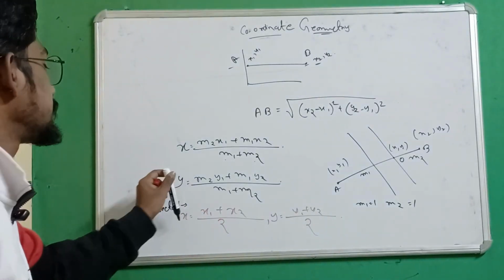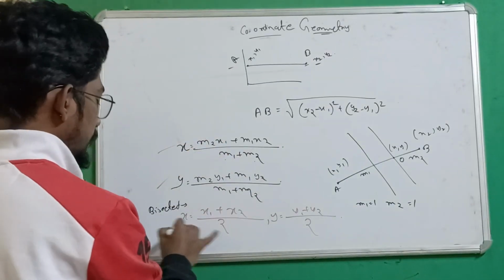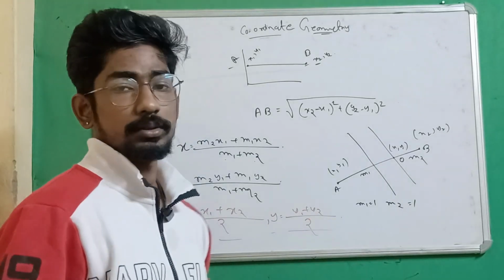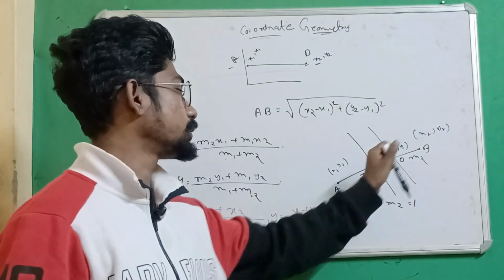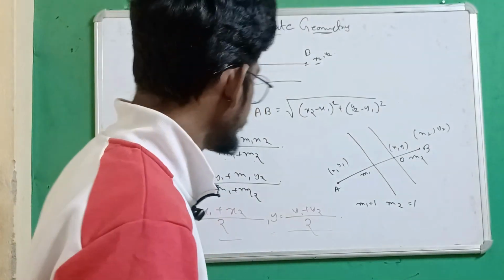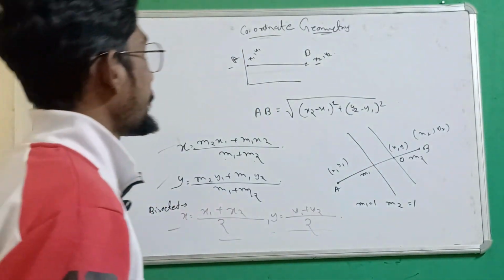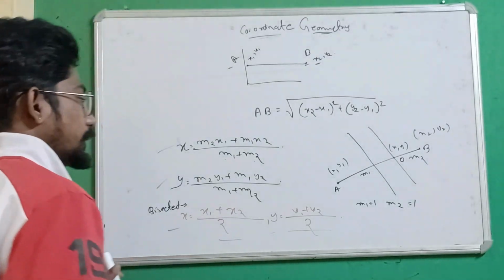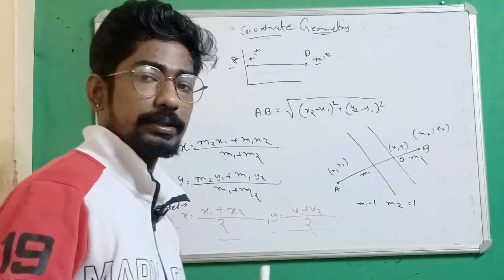So this is the basic formula you need to remember. From that you can calculate the value of the point on the locus where the straight line is bisected, right? Okay, so these two are the basic things you need to remember whenever we are doing the straight line part.